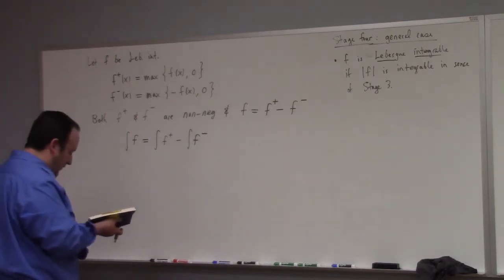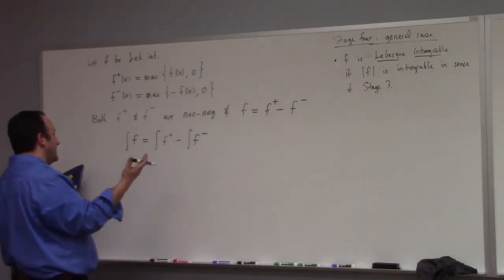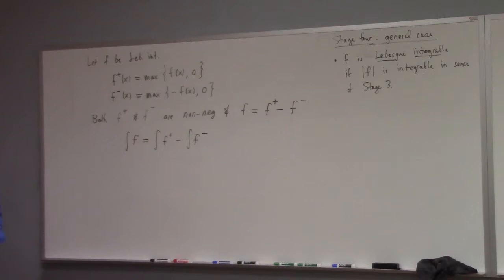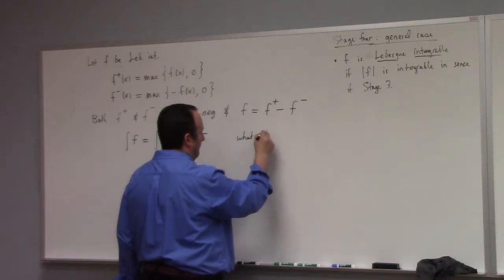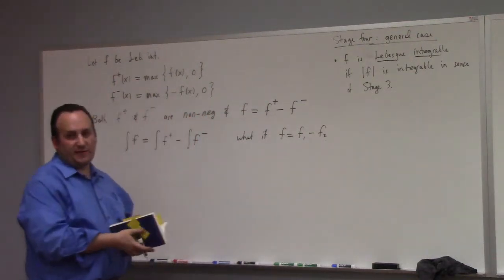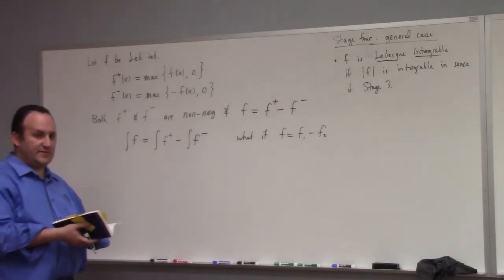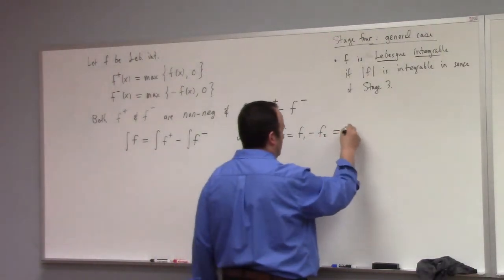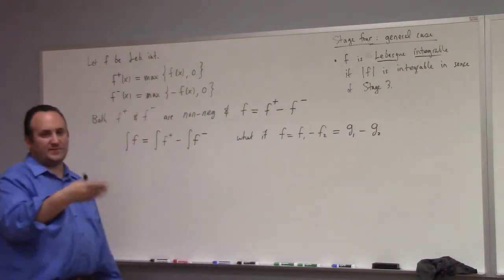I try to behave. Okay, so then he says, well, okay, great, but how do you know that this is uniquely defining the integral? What if you had a different decomposition? What if f was equal to f1 minus f2, where f1 and f2 were non-negative, and you had a different decomposition of non-negative functions, like g1, g2, with f1, f2, g1, and g2 all being non-negative.